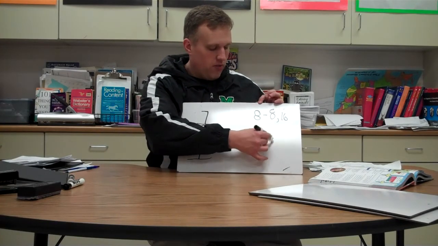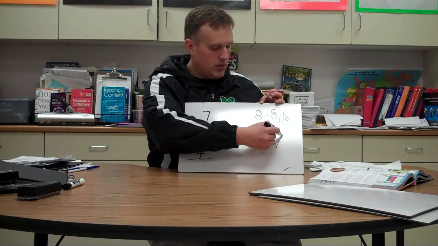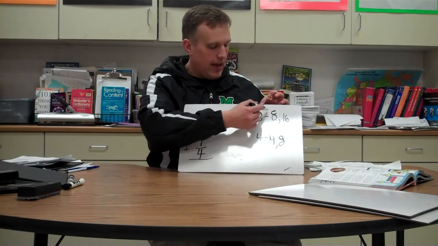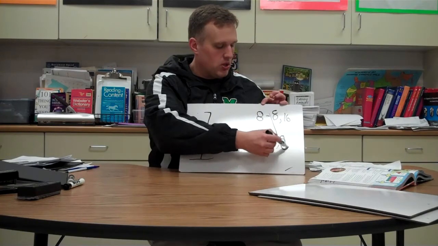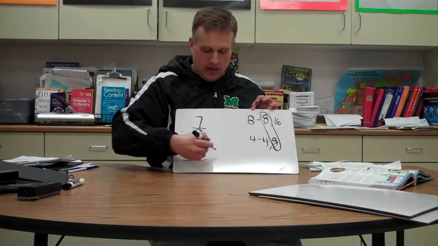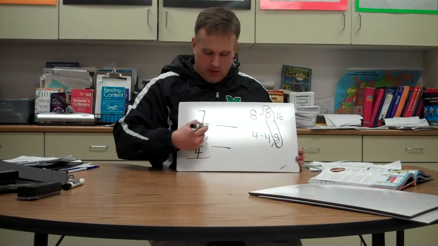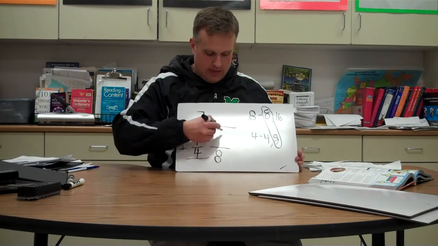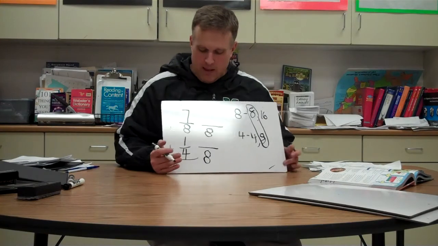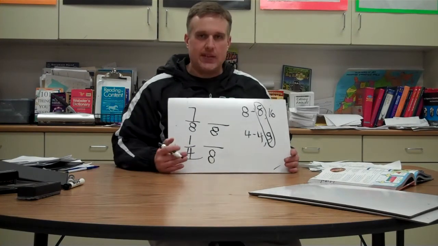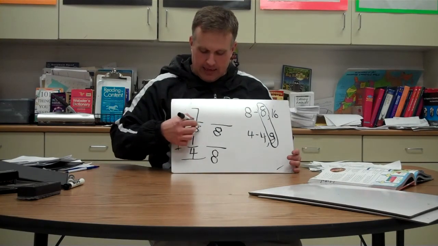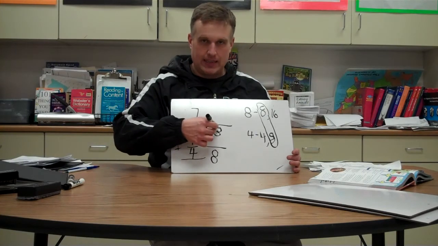4 times 1 is 4. 4 times 2 is 8. Okay? I have my match here. My least common multiple is 8. Okay? So that is going to be my new denominator. So my new denominator will be 8. Okay? So, next thing I have to ask myself, 8 times what gives me 8?